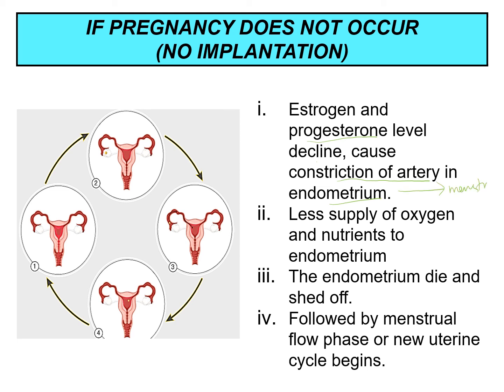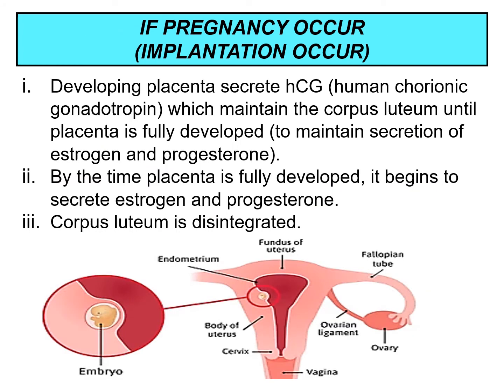Dah mula balik lah sebab tak ada persenyawaan. Okay, constriction of the arteries causes less supply of oxygen and nutrients, so the endometrium will die and shed off during menstrual flow. If pregnancy occurs, if fertilization occurs, then the zygote should be implanted in the endometrium.